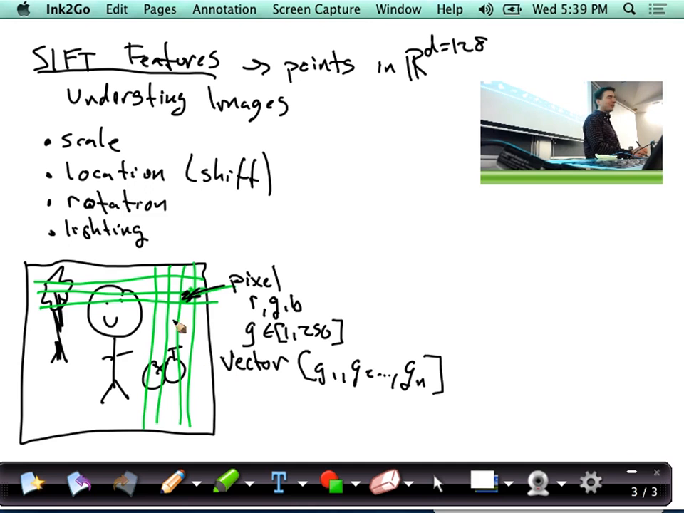Okay, so comparing images just based on these pixels, how much they align to each other, is not at all scale, location, rotation, or lighting invariant. They can be very different for the same objects. One pixel shift may cause a big change. As you move the camera, the lineup of these pixels from one image to the other is going to be very different. So this is not our vector.